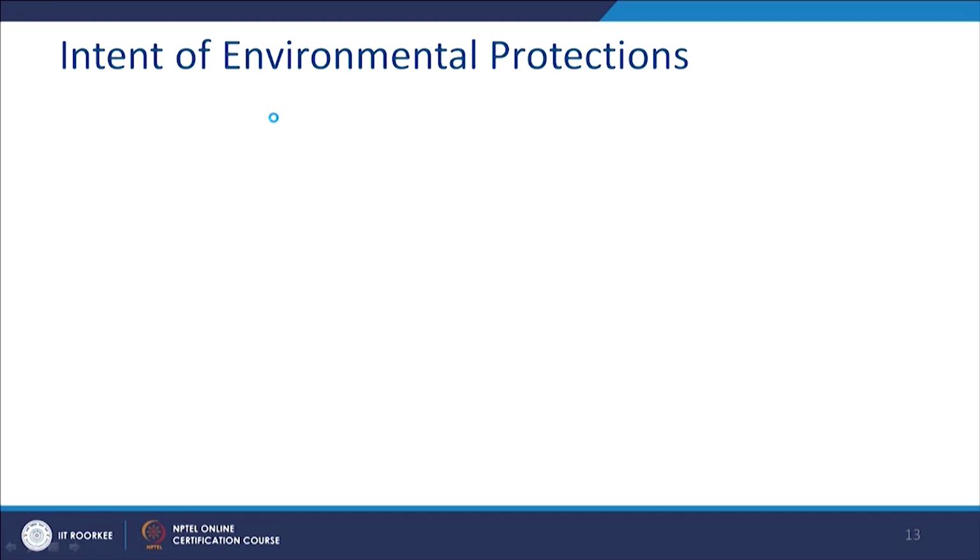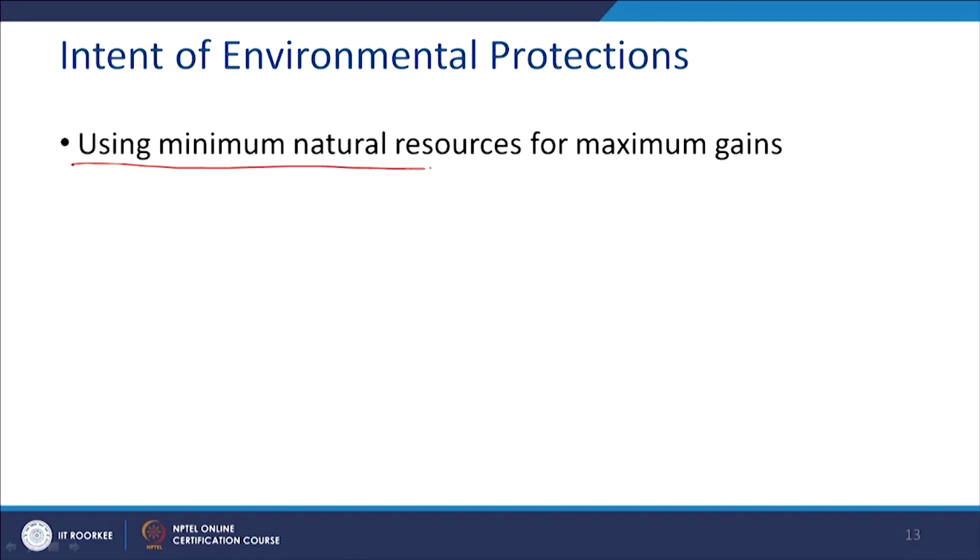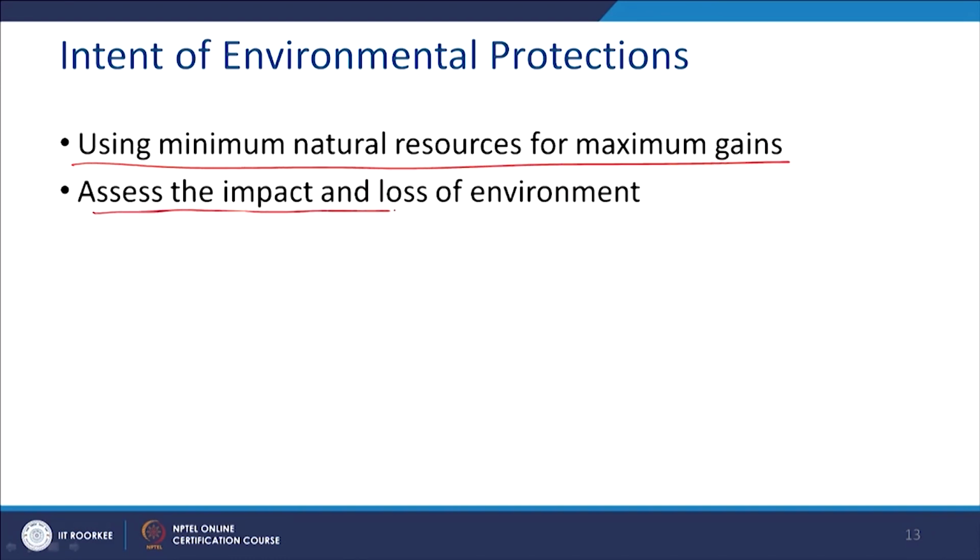Now, because of all these unintended consequences, we want to avoid them, and we want to create such an urban or man-made environment which is sustainable in terms of the environment and sustainable in terms of economics. The meaning of sustainability here is that it will give an adequate amount of air, water, land and all the required natural resources to our future generations. So, in terms of that we want to protect the environment in order to create that kind of sustainability. Our intent of environmental protection will be using minimum natural resources for maximum gains. Assess the impact and loss of environment.